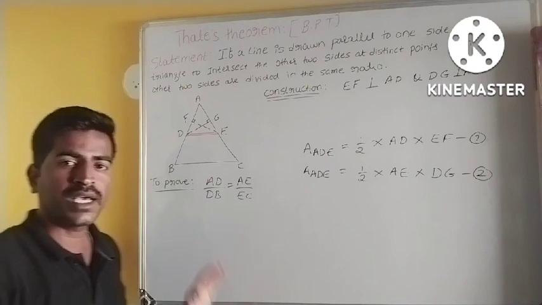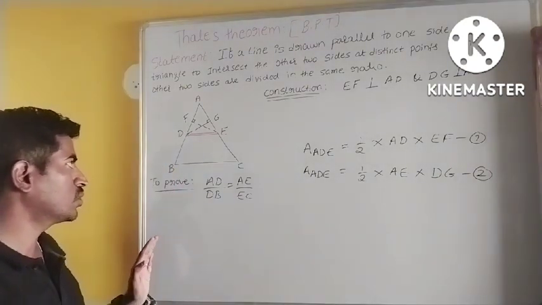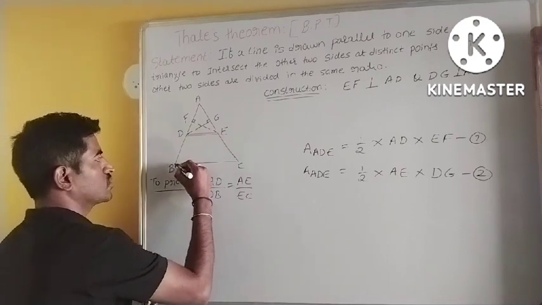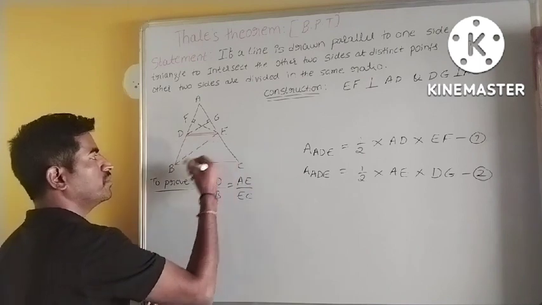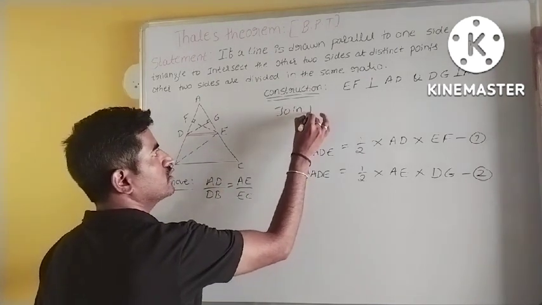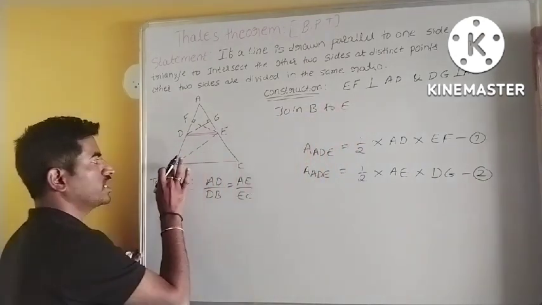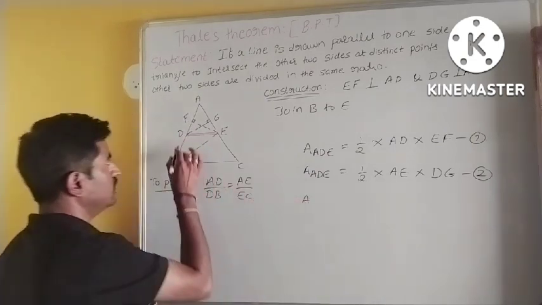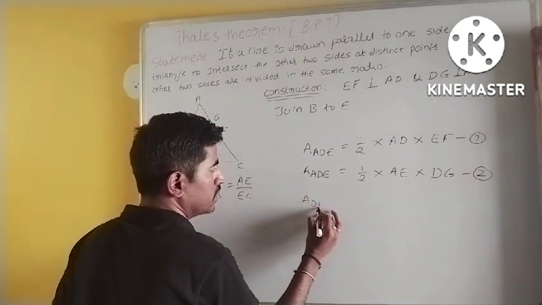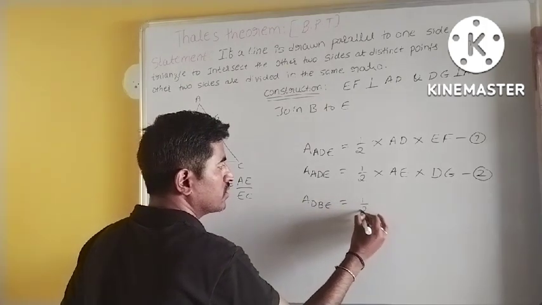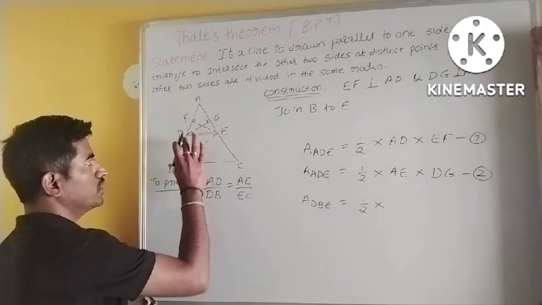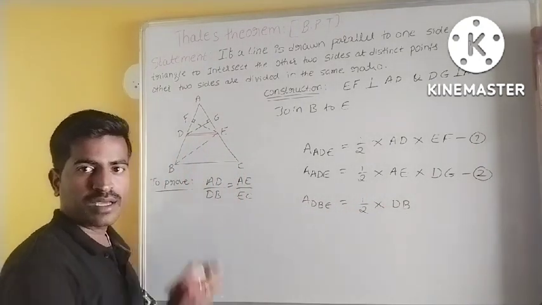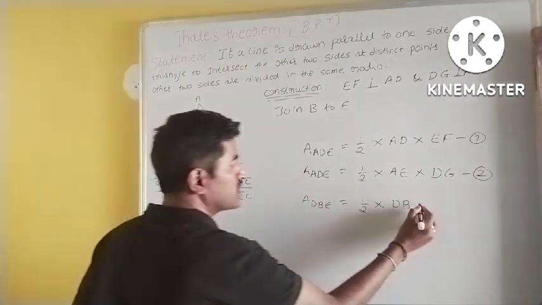Okay, now I want DB as the base. Then which triangle do I need to consider? That is DEB I will take. So I will construct one more line. Join B to E. When I join B to E, I will get this triangle. So that means the area of triangle DBE. In this triangle, what is the area? Half into base, I have considered DB, because I need DB in my proof. That's why. DB into what is the height?